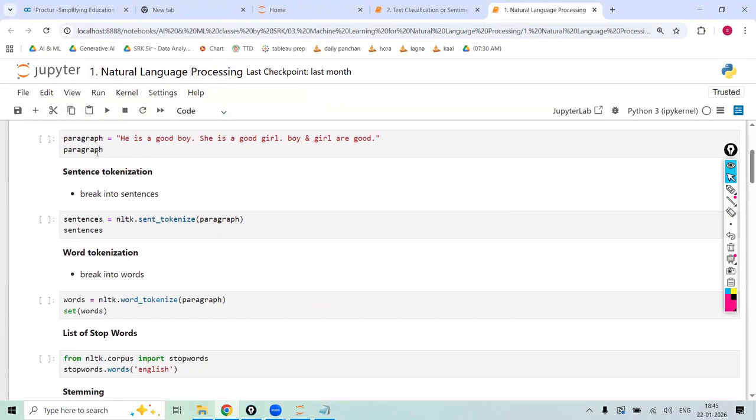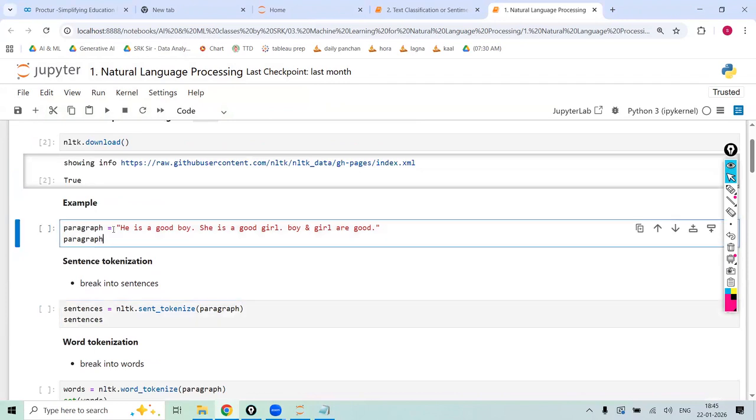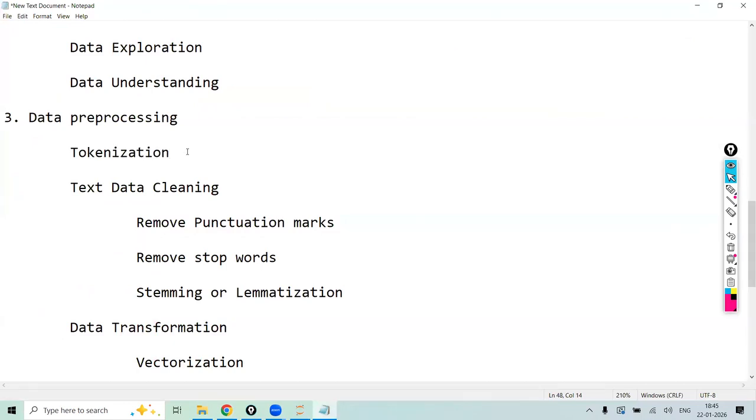So here, first I'm going to explain the tokenization. In data pre-processing, the first thing we require is tokenization. Now, what is meant by tokenization? It means breaking into parts. The meaning of tokenization is breaking into parts.